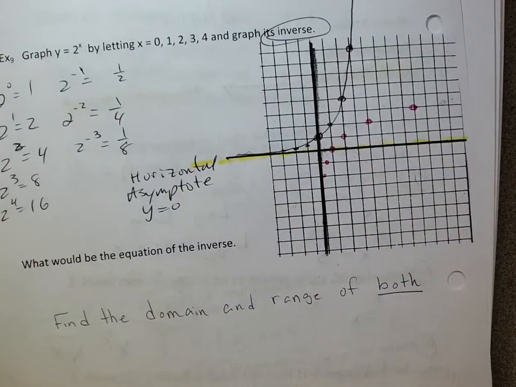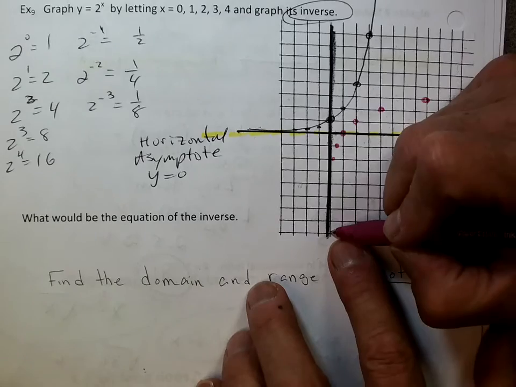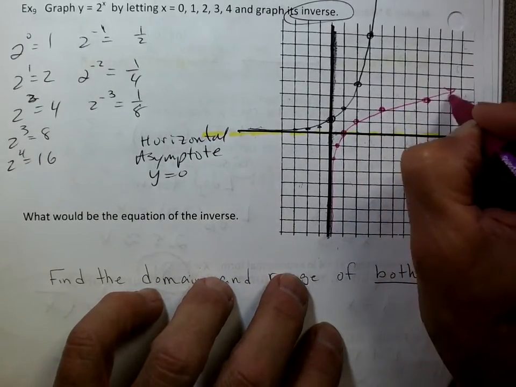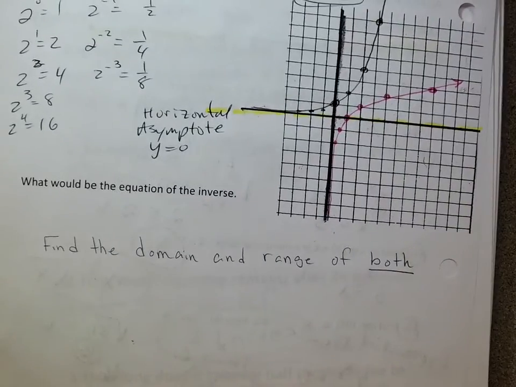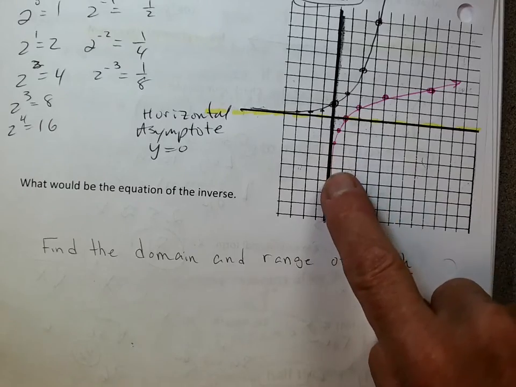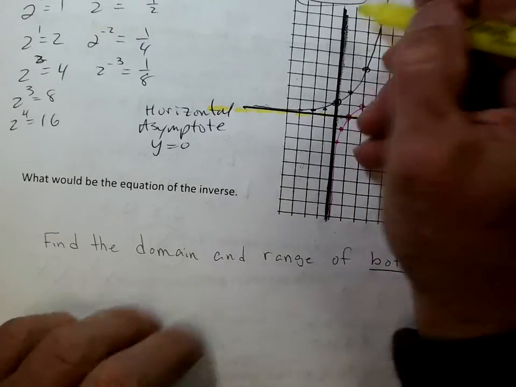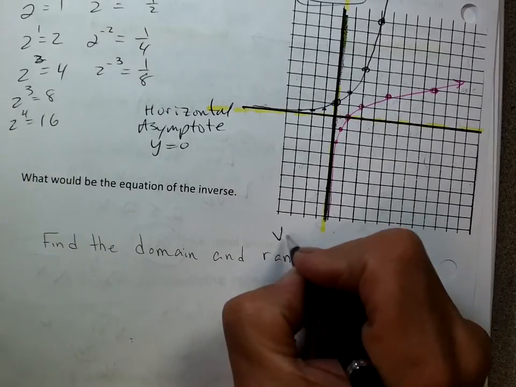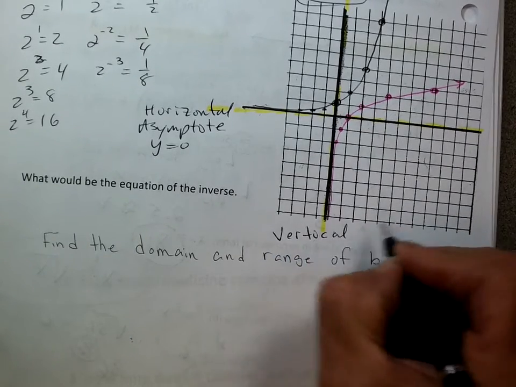And I think you can see from here what it's going to look like. And instead of having a horizontal asymptote, this graph would have a vertical asymptote. Does that make sense? We'd have a vertical asymptote because this pink line will never touch the y-axis, right? So we would have what we call a vertical asymptote.